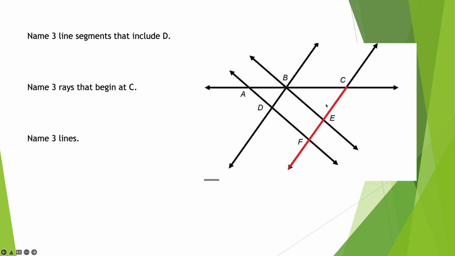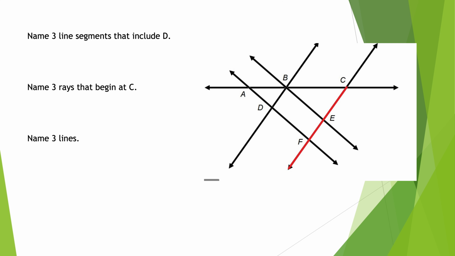Okay, so now we're talking about a little bit more. We're going to continue to use the ideas that we've been working with so far. Name 3 line segments that include D, 3 rays that begin at C, and name 3 lines. Okay, stop and start, answer all 3 of those questions, each one asking for 3 things, so you should list a total of 9 items. You do stop and start, I'll give you the answers.